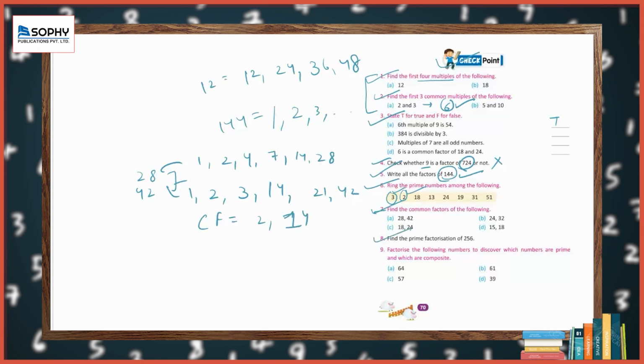In the next one, you have to find the prime factorization of 256. In the next one, you have to factorize the following numbers to discover which numbers are prime and which ones are composite. So 64 is a composite number, students. That's how you can complete it.